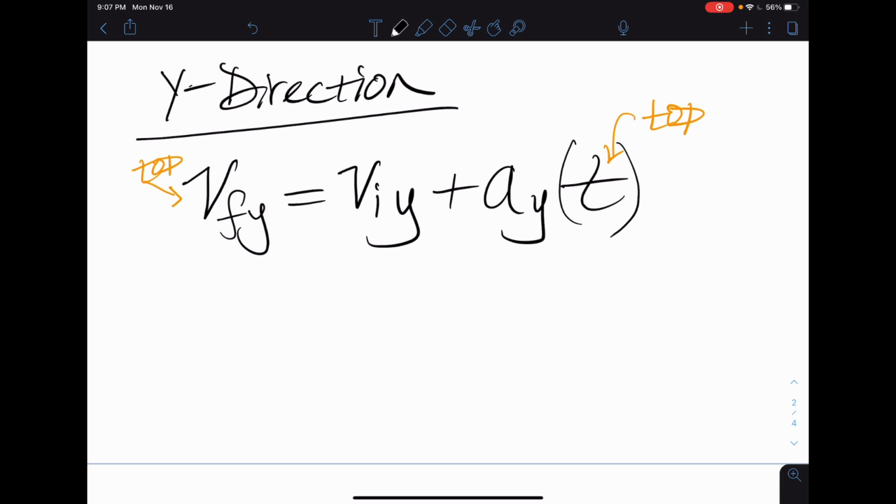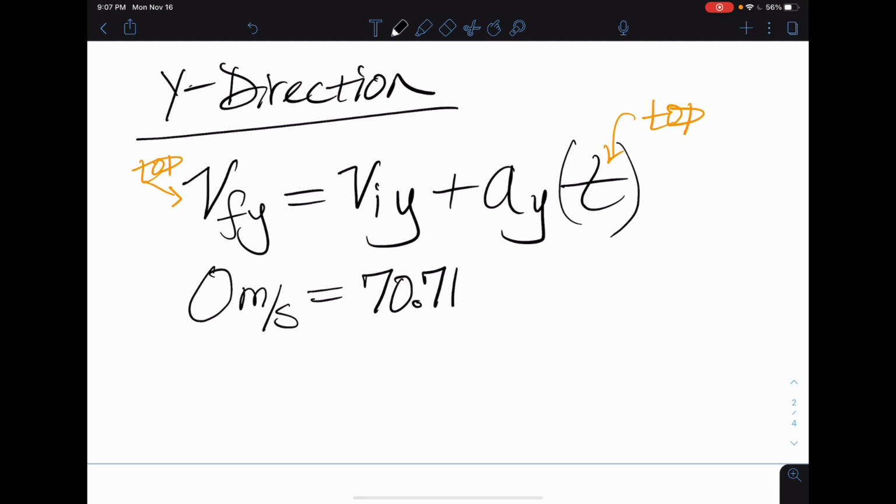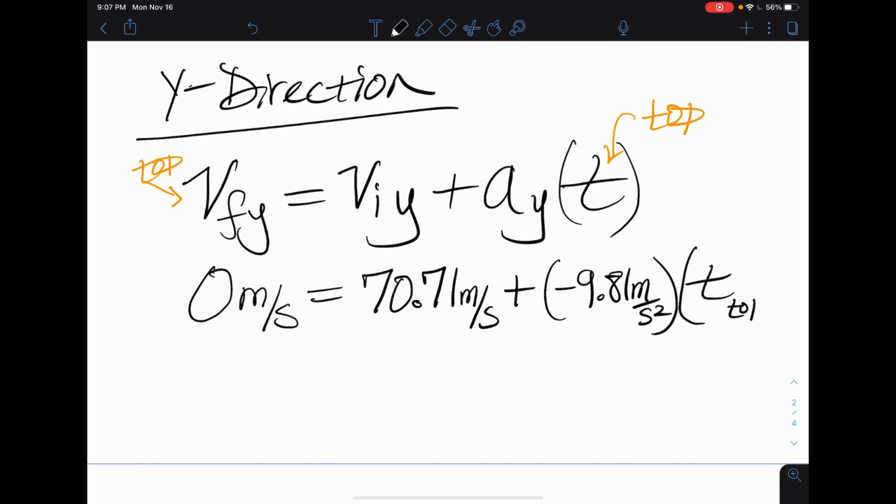All right, this is K1. If you want parentheses there, that's fine. VFY at the top is 0. VIY is that 70.71 that we solved for. Notice it's positive because it's going upwards. And AY is going to be negative because it's downwards. And the time to the top is what we're going to solve for. If you want to write T top here instead of just T, you can. Just realize it is T to the top.